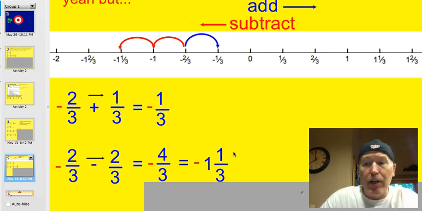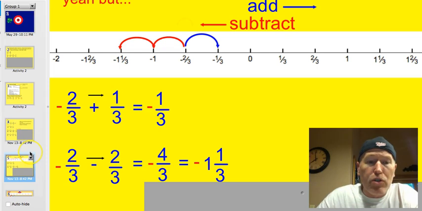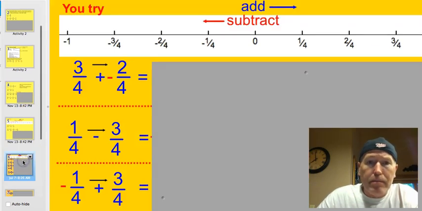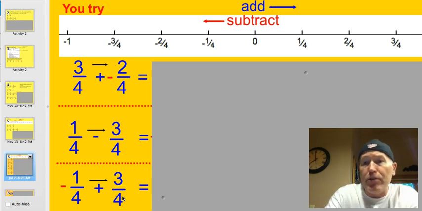Now you're starting to go, okay, I thought this was going to be so easy. Yeah, it requires some thinking, and I like to use a number line to try to help me sort that out in my head. All right, I want you to try some. Here are 3 problems right here. I want you to pause it and go ahead. You can use this number line up on top for all of them. They're all in quarters. Go ahead.